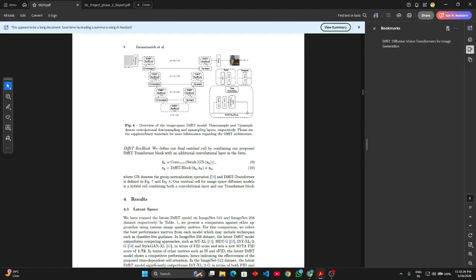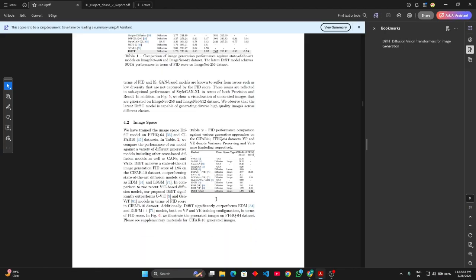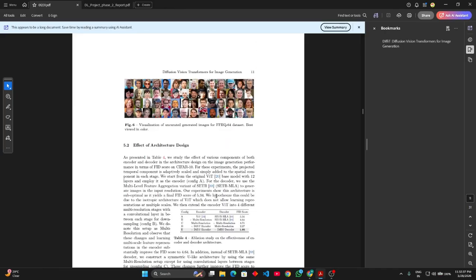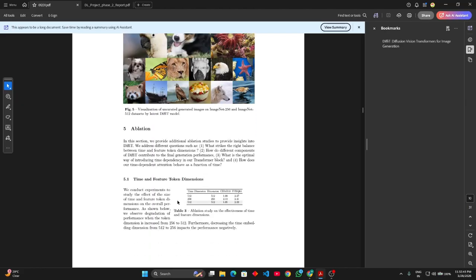There are two major innovations in the baseline DiffiT architecture that make it so powerful. First is parameter efficiency. DiffiT is quite good parameter-wise, and it achieved a state-of-the-art FID score on ImageNet 256, CIFAR and FFHQ, using roughly 17% to 20% fewer parameters than competing transformer-based diffusion models.